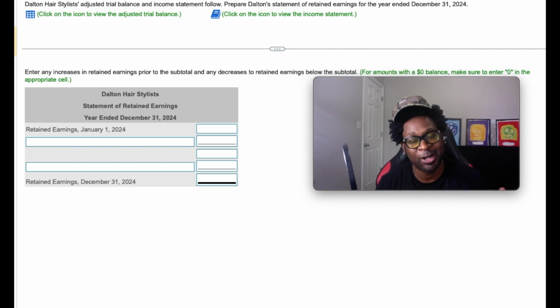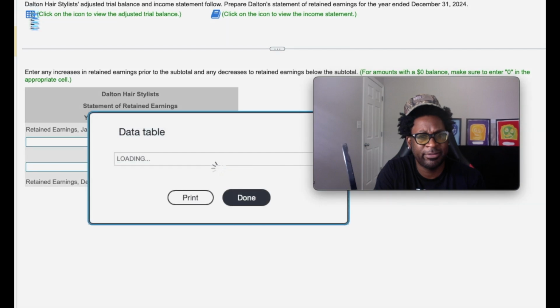Today we're going to take a look at a walkthrough illustration of how to properly create a statement of retained earnings. So if you're new to the statement of retained earnings, don't fret, gang, I dropped the link to get you up to speed in no time. So with that being said, let's get it. It tells us Dalton Hairstylist, adjusted trial balance and income statement follow. Prepare the statement of retained earnings for the year.